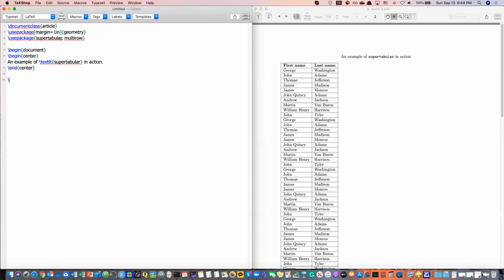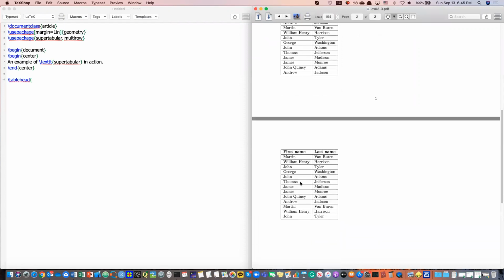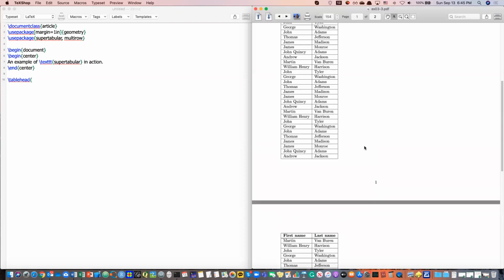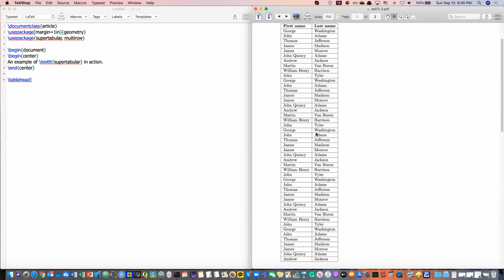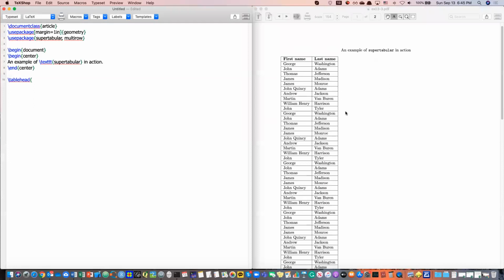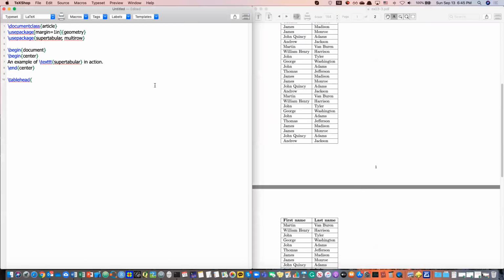Now, to produce this long table, we use the environment tablehead. Sorry, this command, tablehead. In this long table, the first page has a table head with first name, last name. And in the next page, the last part of the table, the table head is also first name, last name. So we can add the table head differently for each page using tablehead. But in this exercise, we put the same table head on both pages.